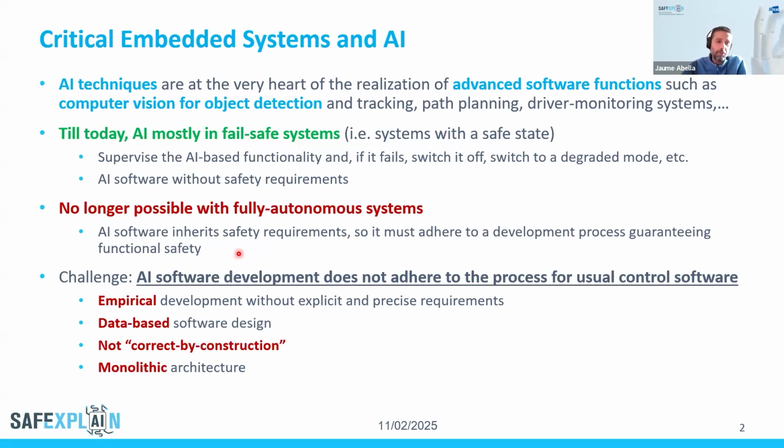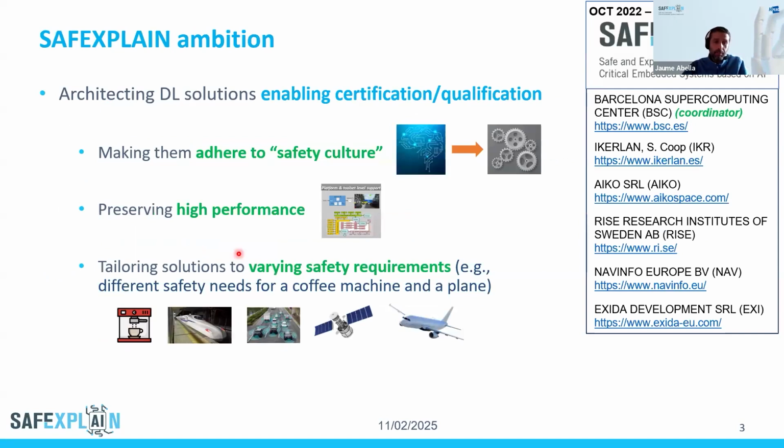Its development process is empirical, based on data. It's not a control algorithm that then uses data. It's software that is developed using data for training. It's not correct by construction. It's not software that always provides the right answer. You know that there's some accuracy, some mispredictions, and this may happen. And this is something that was not conceived to happen in safety critical systems. And also the software architecture goes against this divide and conquer usual strategy we use in safety critical systems.